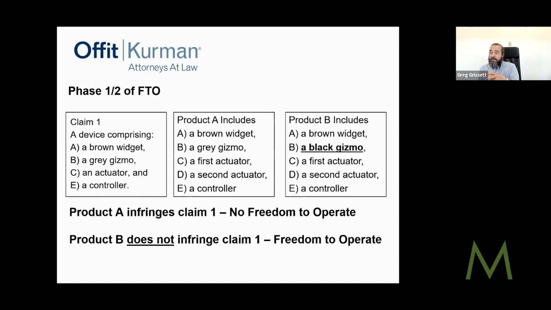Now, a continuation is taking the same document and refiling it as a new application. So if your non-provisional has a method claim, you can file a device claim in your continuation. And if you know of a competitive product, you should try to cover it.